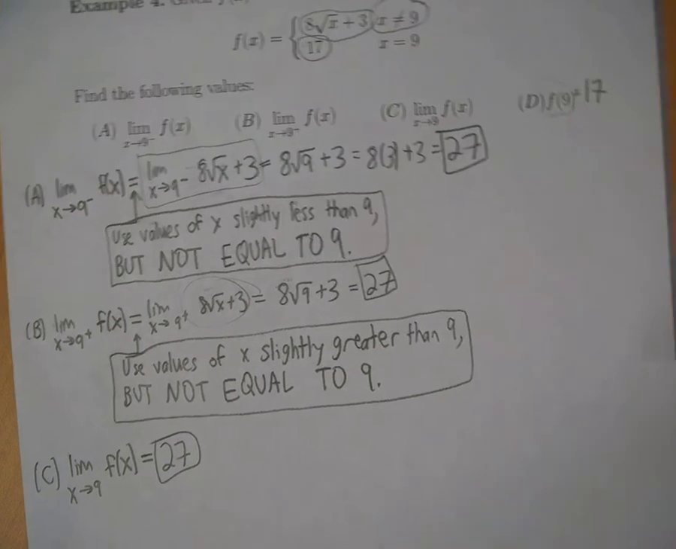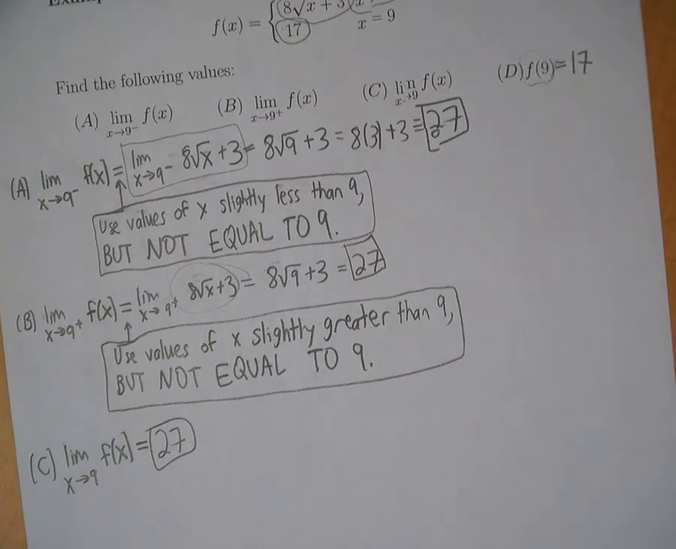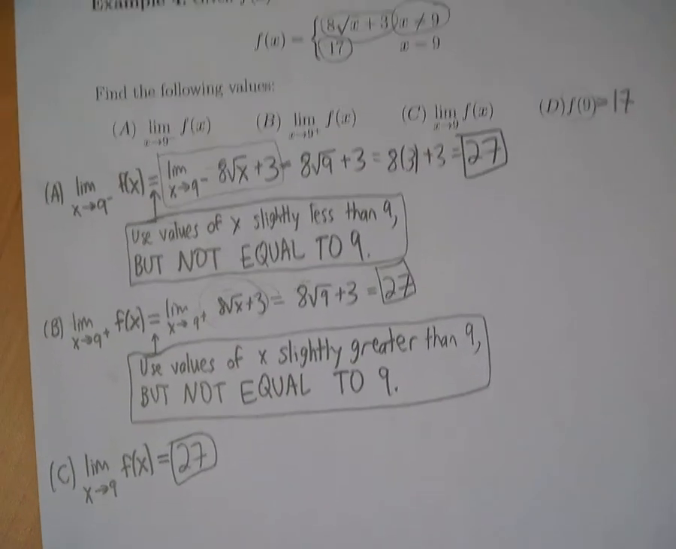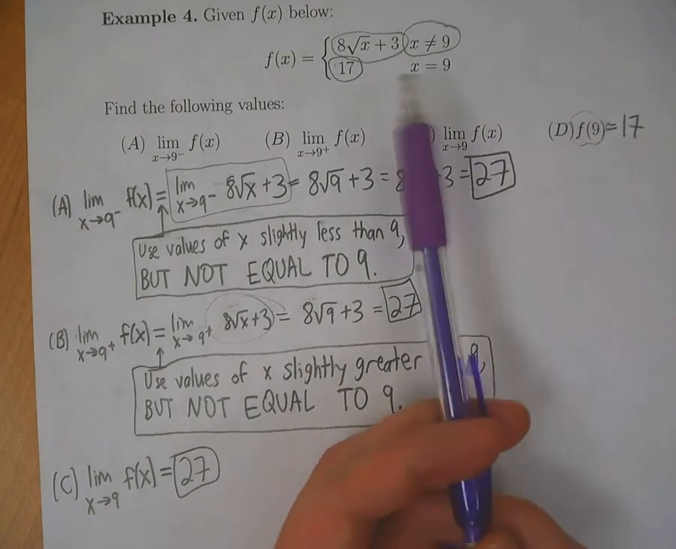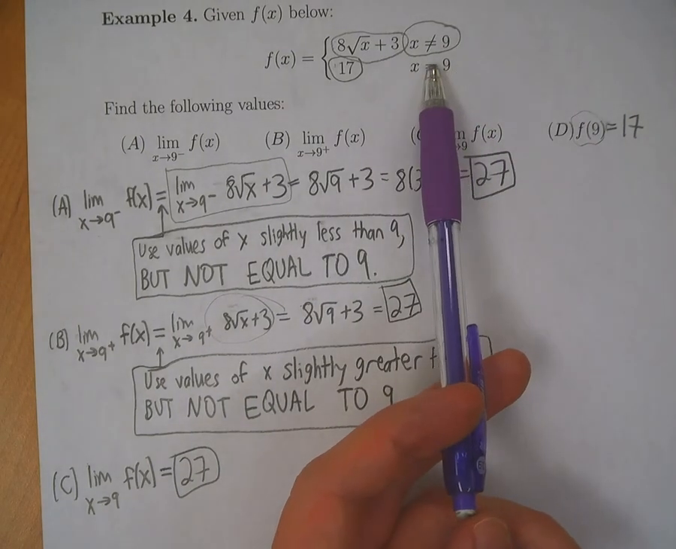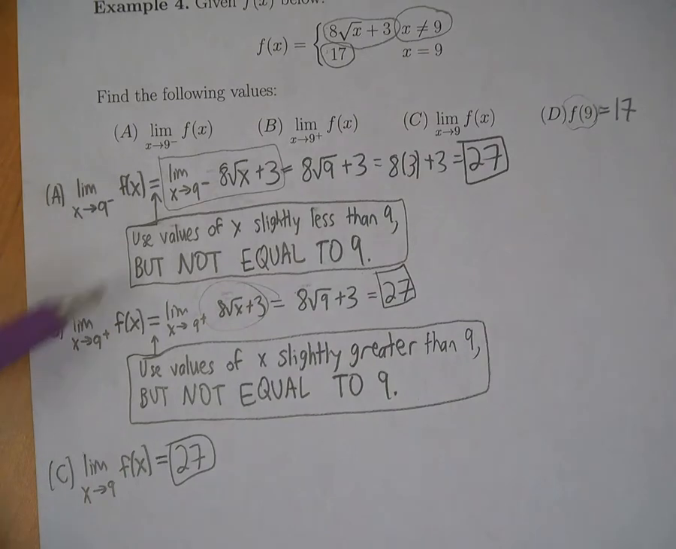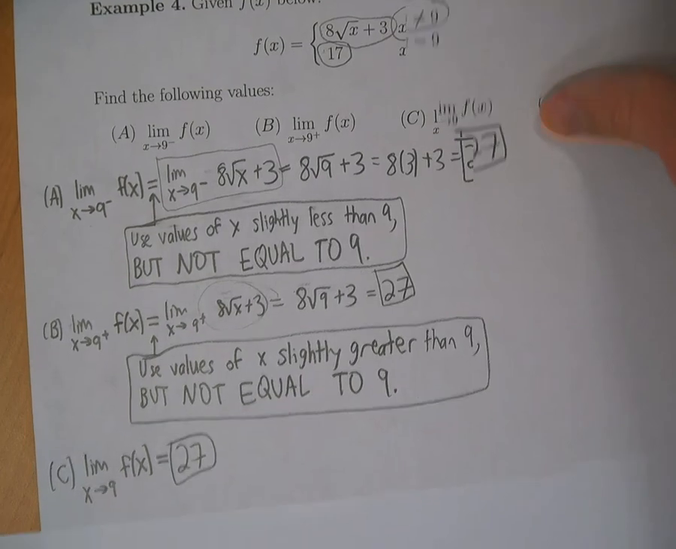So the nice thing with this example is that all we really had to make sure of is that x was not equal to our particular value. So in this case, the one-sided limits corresponded to the same function, or at least the same part of the function. But in example 5, as you may have seen already, we have to be a little bit more careful.